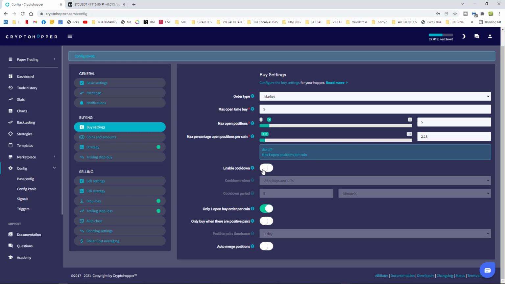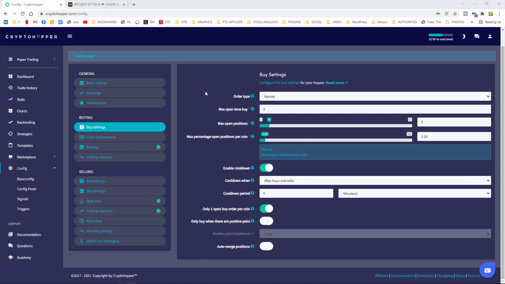Enable cooldown. Now what this does is exactly what you think it means. Let's say your bot has just sold Bitcoin or any other position. Alright, let's say it sold it at 3% and Bitcoin starts coming down again. Well, you don't want it to buy just a few minutes later if it looks like Bitcoin's coming down. So that's why you have the cooldown. Now you can set this to whatever period you want.